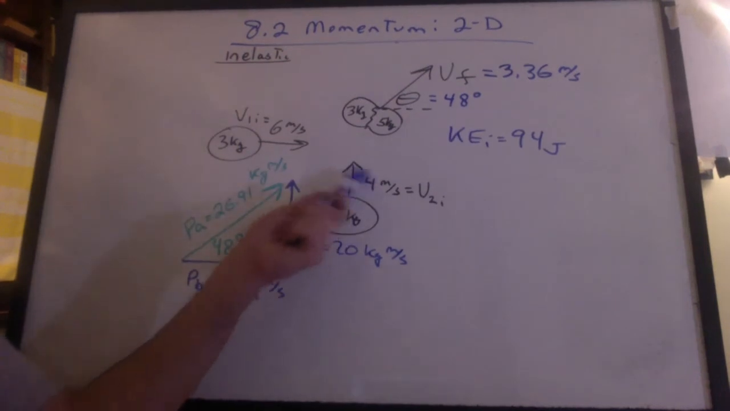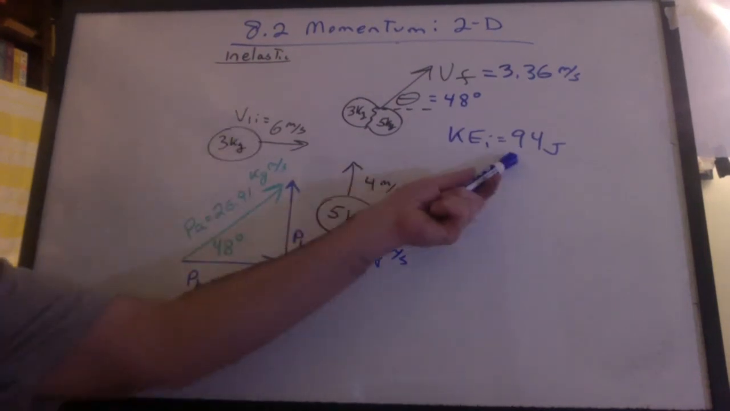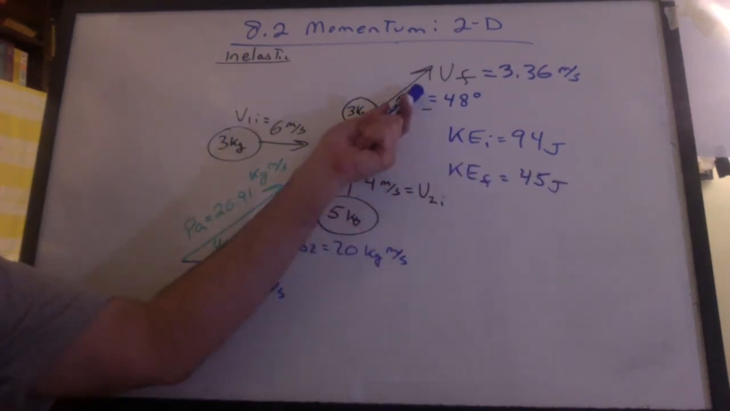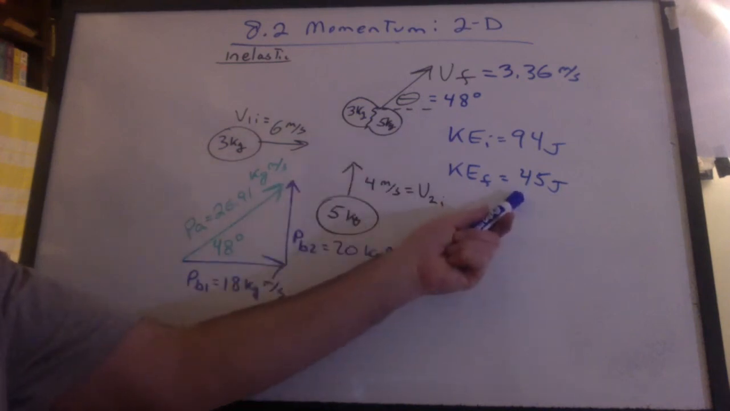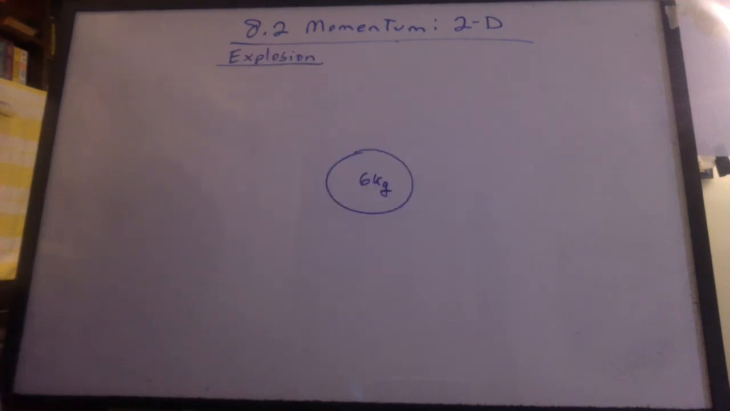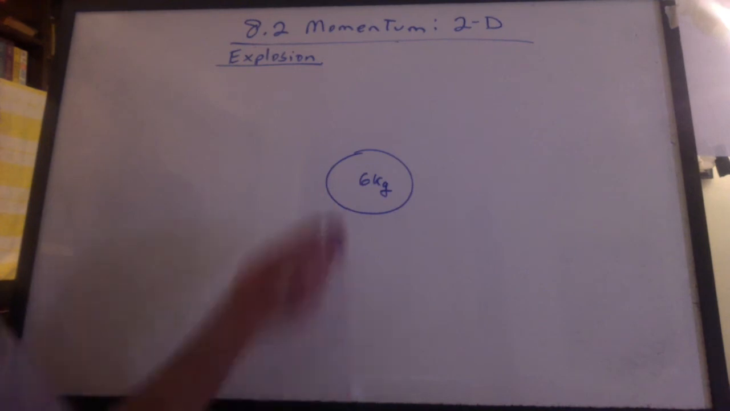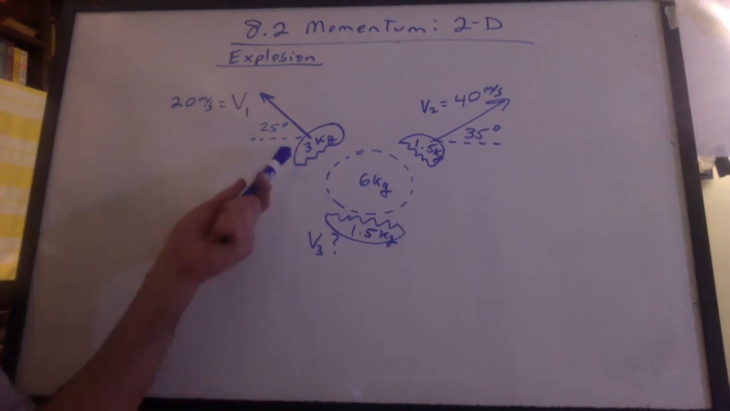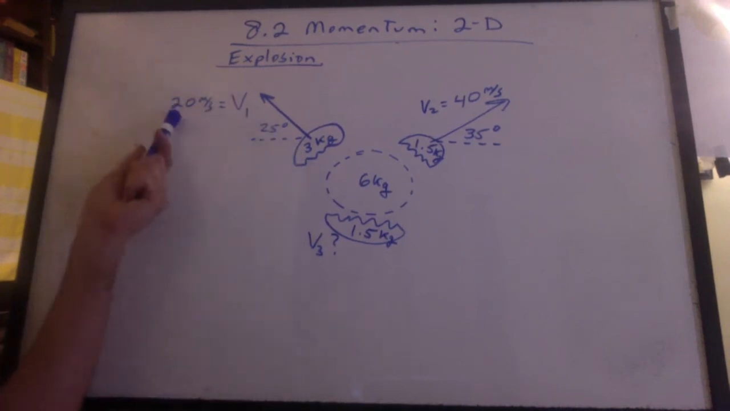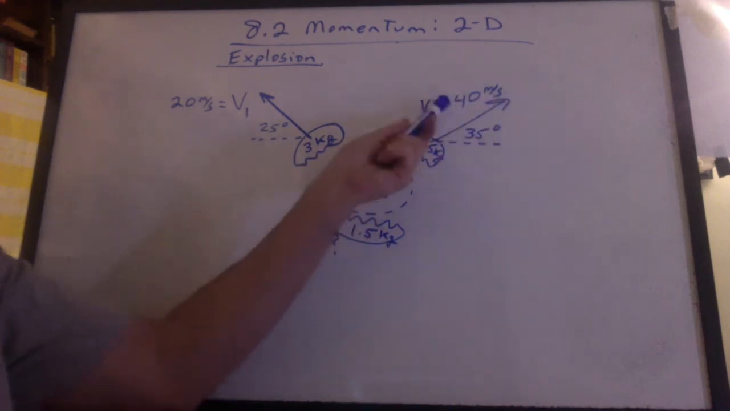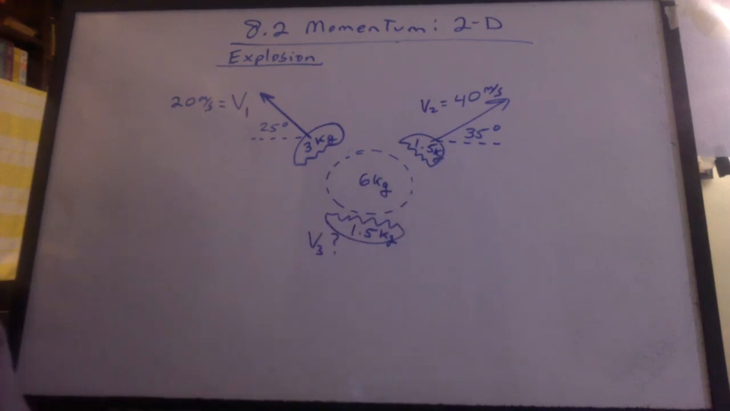Do 1/2 mv squared for each object, and you get 94 joules of initial kinetic energy. 1/2 mv squared for the final wreck, and we have 45 joules, so we lost a lot of energy because it's an inelastic collision. Now let's do an explosion. We have a 6 kilogram object. I put a little stick of dynamite in there and blow it up. When it explodes, we detect 3 kilograms moving this way, 20 meters per second, 25 degrees. 1.5 kilograms moving this way at 40 meters per second at a 35-degree angle.